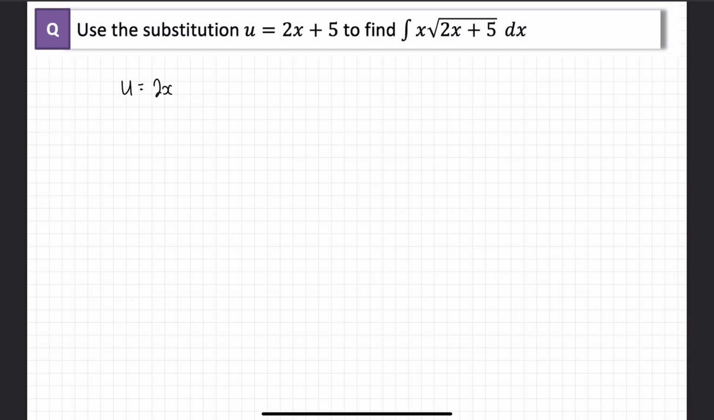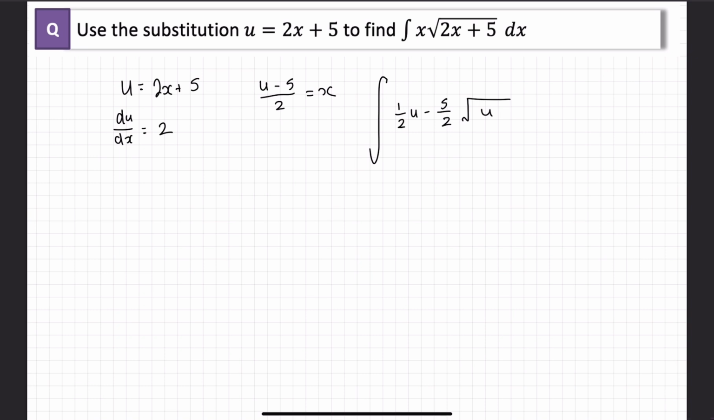U is 2x plus 5. du over dx is 2. So, I can also say (U minus 5) over 2 equals x. So let's rewrite this question. So x here is (U minus 5) over 2. I'm going to write that as a half times (U minus 5) over 2, and we're going to multiply that by the square root of U dx.